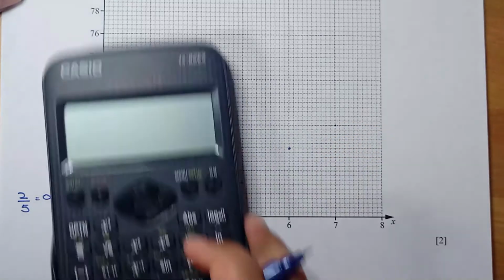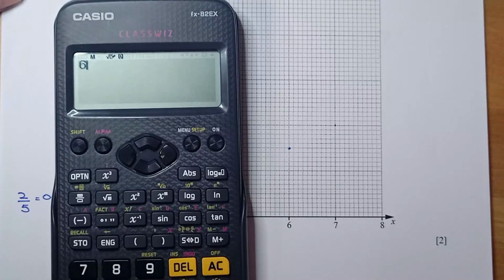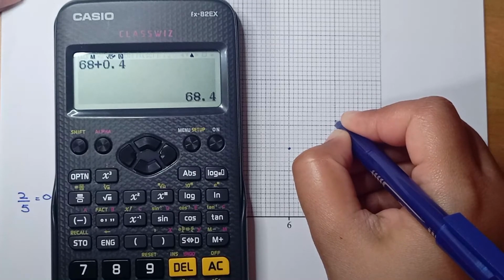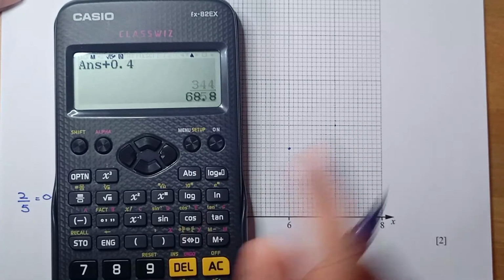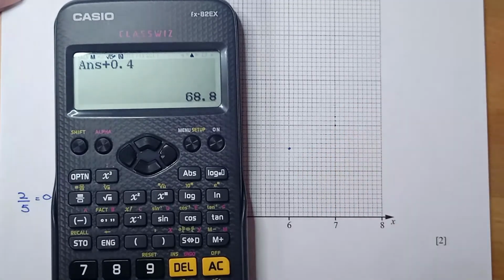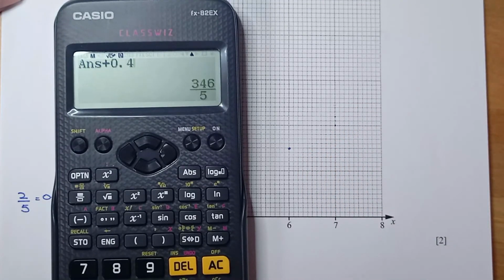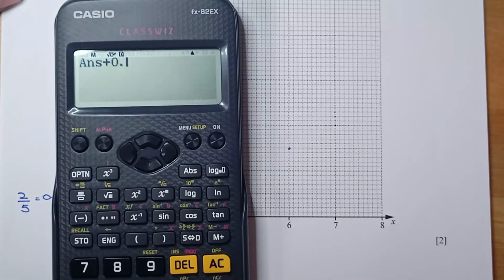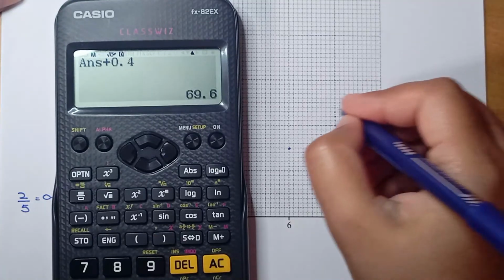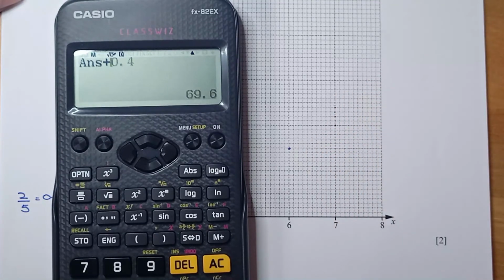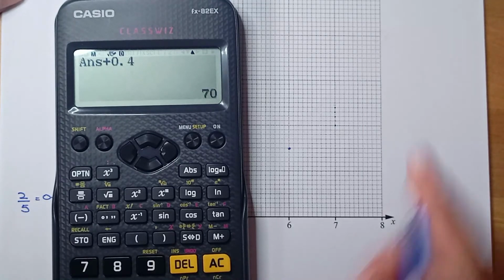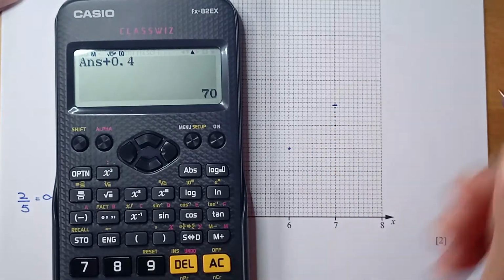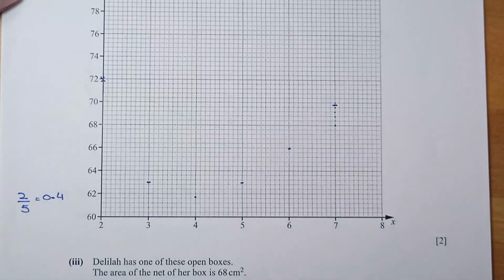This is 68, right? So in 68 adding 0.4, the next block is 68.4, and then adding 0.4, the next is 68.8, and then adding 0.4, this is 69.2, and then adding 0.4, we have 69.6, and then adding 0.4, we have 70. So this block is 70, so we need to find 69.9. So this is a point, 69.9. I hope you understand it.